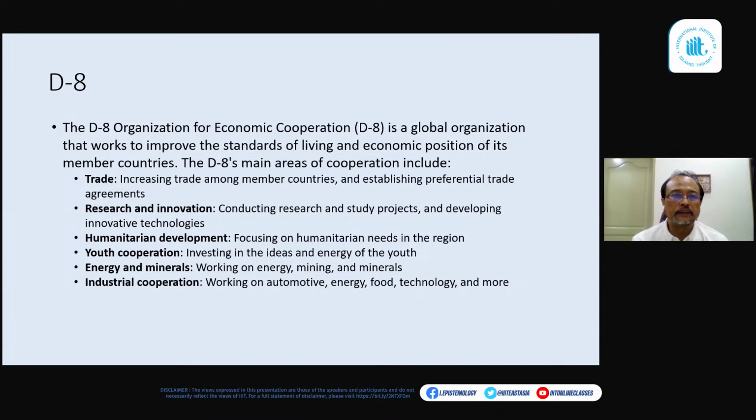The D8 Organization for Economic Cooperation, simply known as D8, is a global organization that works to improve standards of living and the economic position of its member countries. The areas of cooperation include trade, research and innovation, humanitarian development, cooperation in youth development, energy and minerals, and also industrial cooperation.